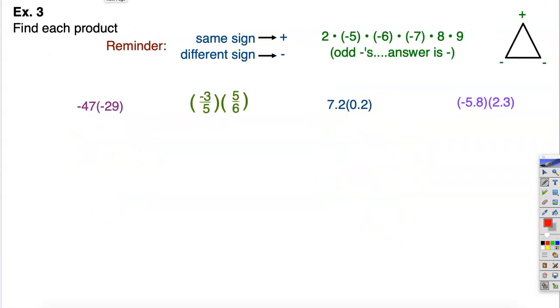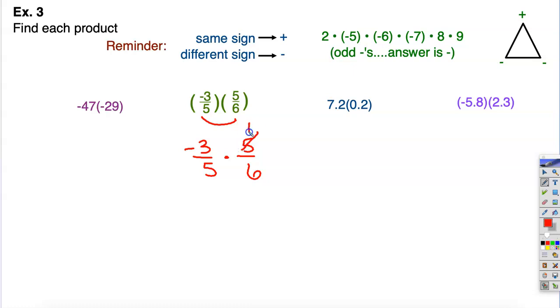Okay, the only big difference on these with the fraction is if they're listed side by side. In this case, they're set in parentheses. It still means the same thing as multiplication. So that's really the only thing I have to show you on this one.